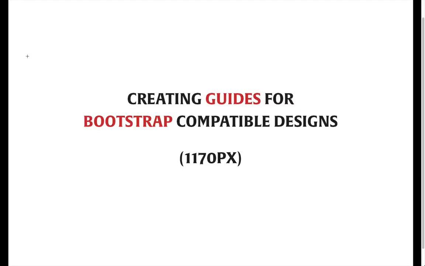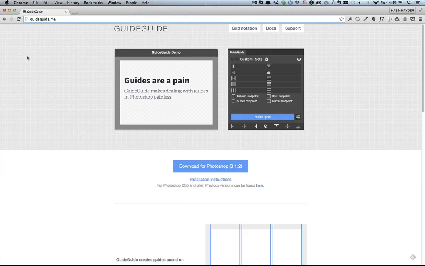Hey guys, welcome to this short tutorial where I'm going to show you how to create Photoshop guides for a Bootstrap compatible design. And we know that is 1170 pixels wide and there are 12 columns, and each column is separated by a 30 pixel wide gutter. So to automate this process, we are going to use a fantastic plugin named GuideGuide.